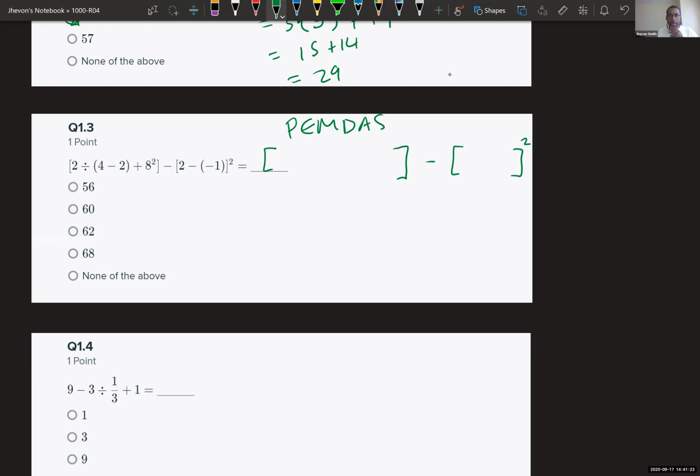Okay, and maybe I can have someone chime in here, try to help me out. So in the first pair of parentheses, what would you do first? You would do what's in the parentheses first, which is 2. The 4 minus 2? Yes. And then you would do exponents, so 8 squared, 64. Okay, so that's 64.